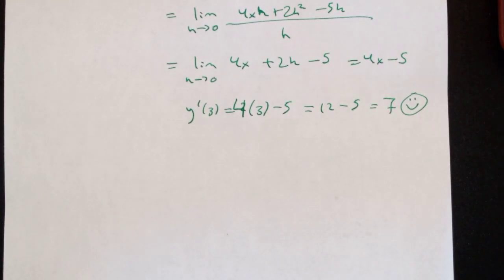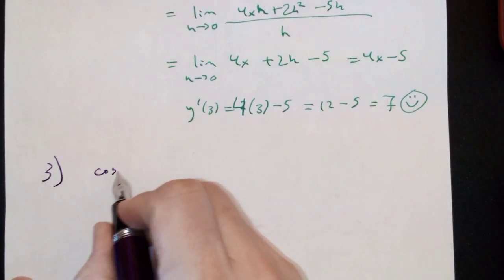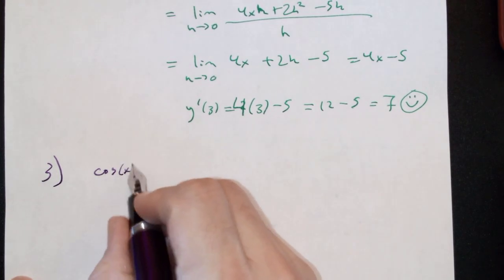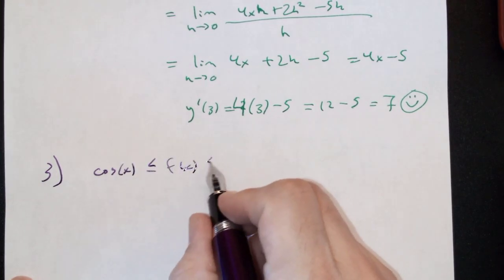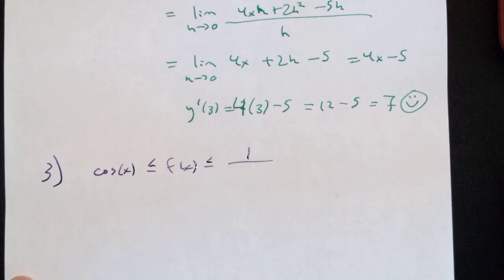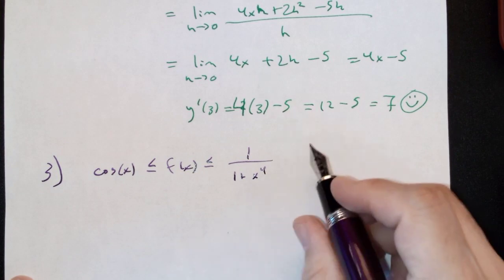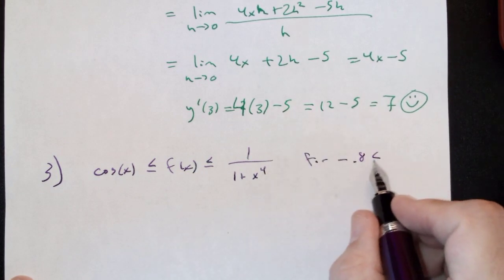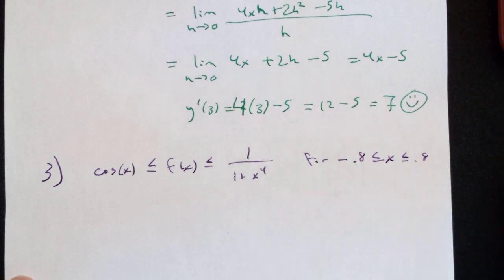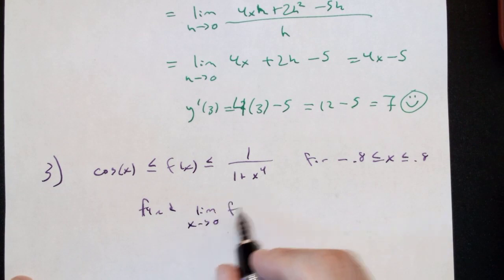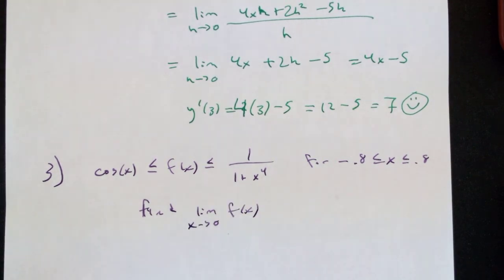Okay, the squeeze theorem problem. Here's where I go back to the review sheet. I know that cosine of x is less than or equal to f of x is less than or equal to 1 over 1 plus x to the fourth, for negative 0.8 less than or equal to x less than or equal to 0.8. Find the limit as x goes to 0 of f of x. Oh dear.